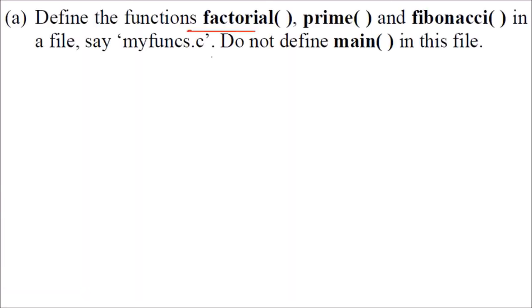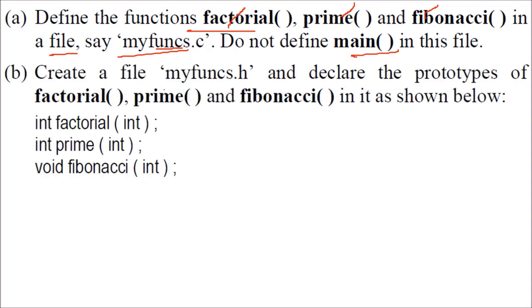First just define the functions, only functions, no main, factorial, prime, Fibonacci in a file, say myfuncs.c. You can name it as you like. Do not define any main. Then create a file with the same name, myfuncs.h, and declare the prototypes of these three. In the .h only prototypes will be there, nothing else.